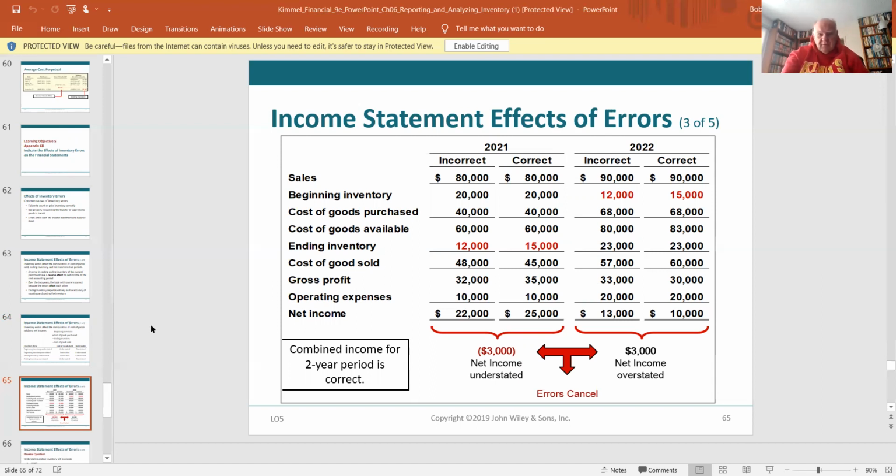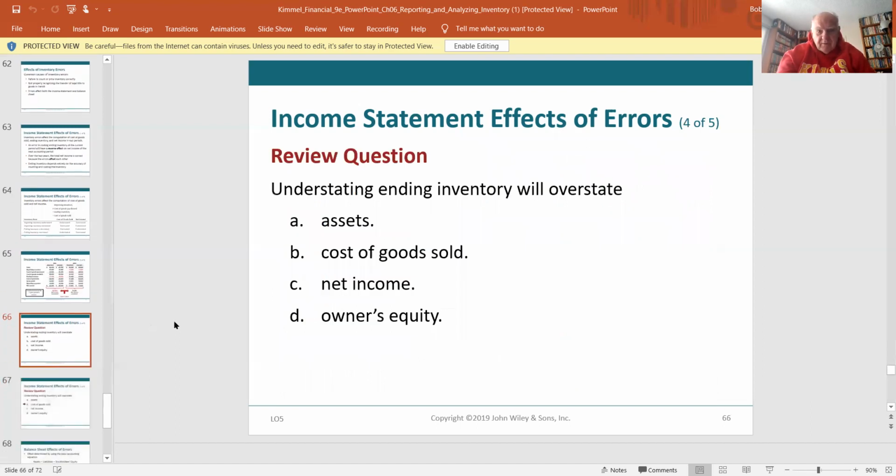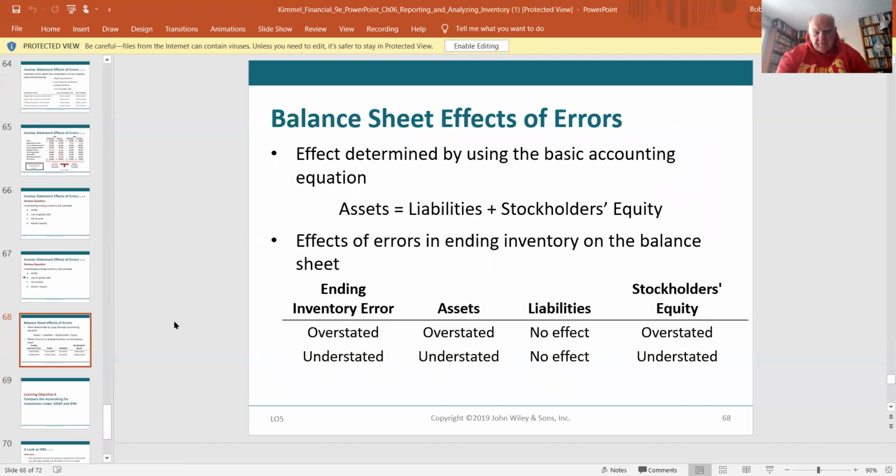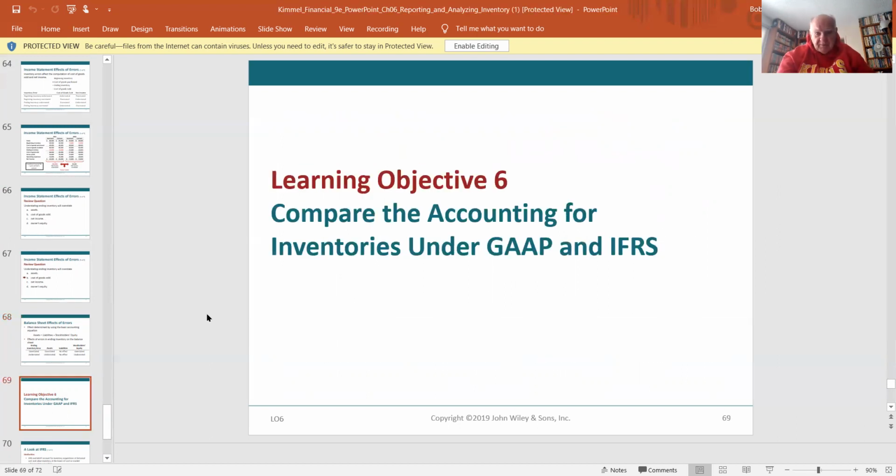Important lesson: understate inventory, understate income. Understating the ending inventory will overstate the cost of goods sold because it understates the net income. The effect of errors. This is a better grid than the other one. Overstated, understated. Assets are going to be wrong. Equity will be wrong. And liabilities, no impact.